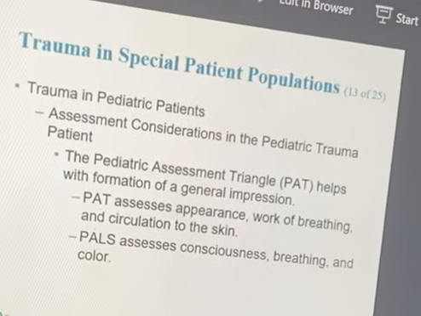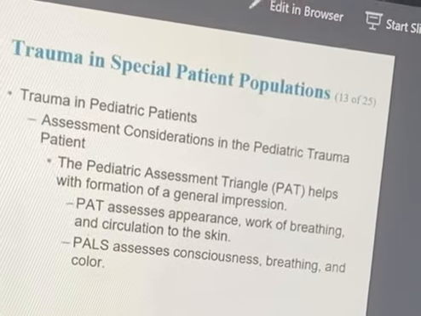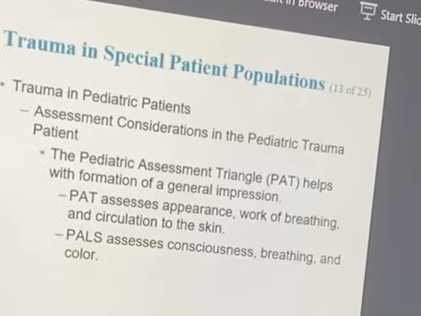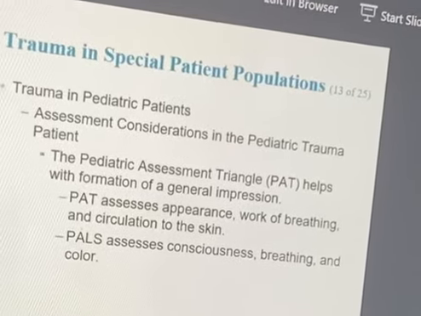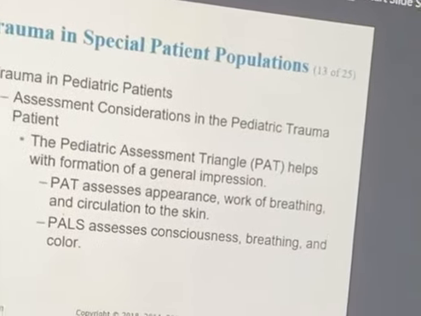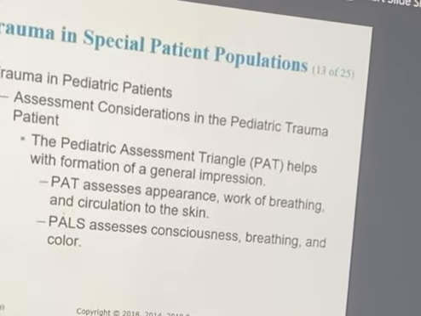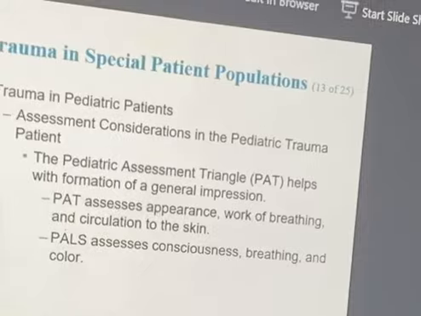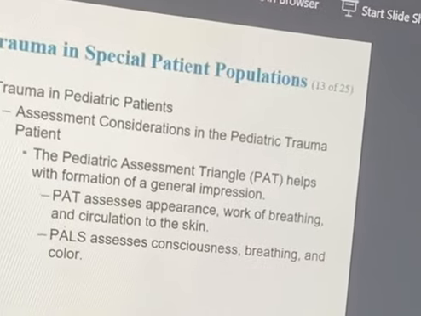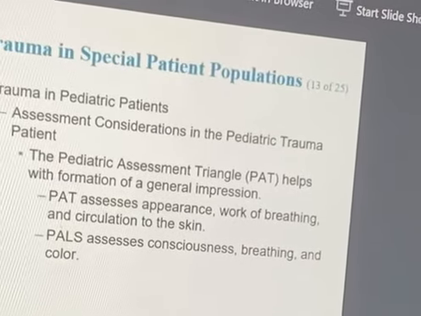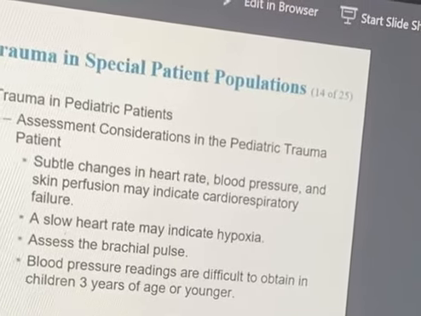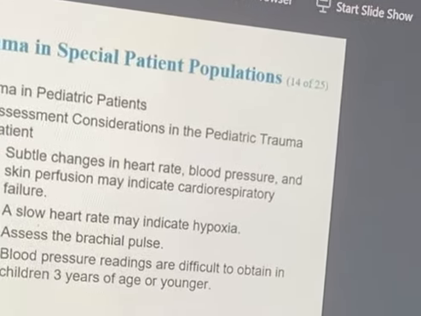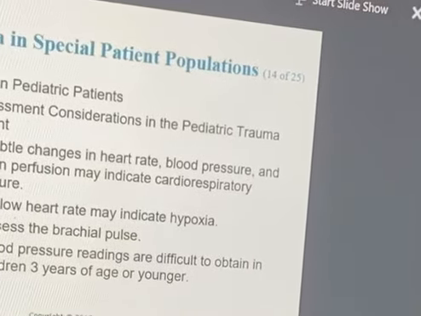The breathing component relates to the work of breathing as determined by a visual assessment of their effort of breathing, absence of breathing, or decreased respiratory effort, plus any audible sounds associated with the patient's respiration. The circulation or color component is assessed by observing the patient's skin color, cyanosis, and pallor. The brachial pulse should be assessed in an infant less than 1 year of age.